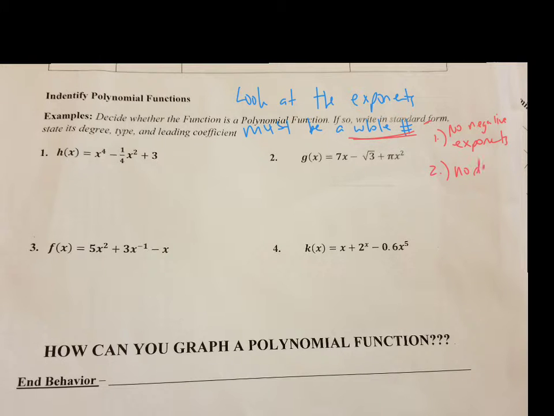No decimal or fraction exponents. And no variable exponents. If you see any of those things, it's not a polynomial function. It's still a polynomial. A polynomial is just math stuff. The function itself has to have a specific rule. Alright?